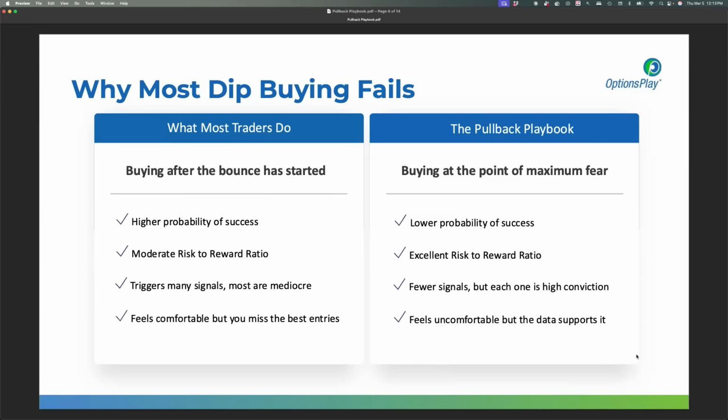So essentially, this is applying the difference between following the trend and trading counter trend.